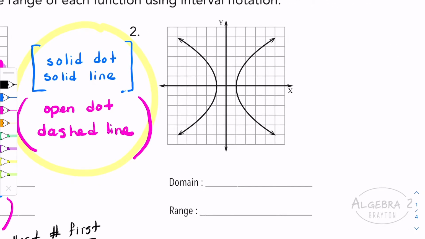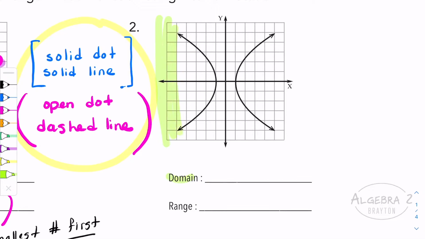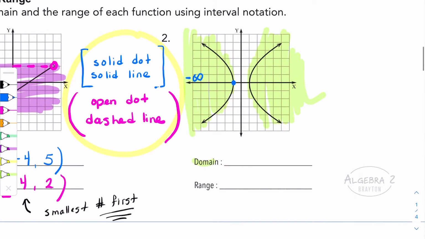Okay, let's do the same thing on the next graph. For domain, let's shade wherever the graph is on the x-axis in green. Looks like it stops right there. Starts again right here. Goes on forever. Okay, so our domain appears to be on the x-axis from negative infinity to this point, and then starting again right here and going towards positive infinity.